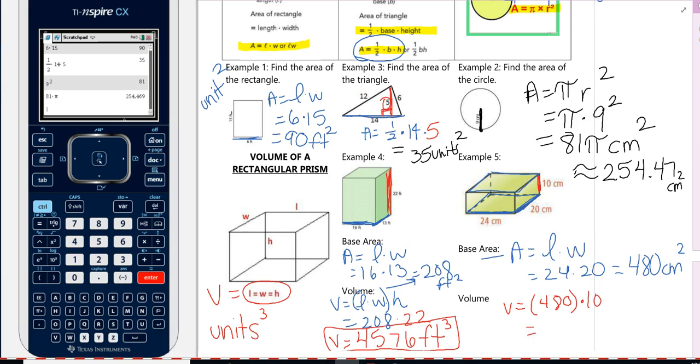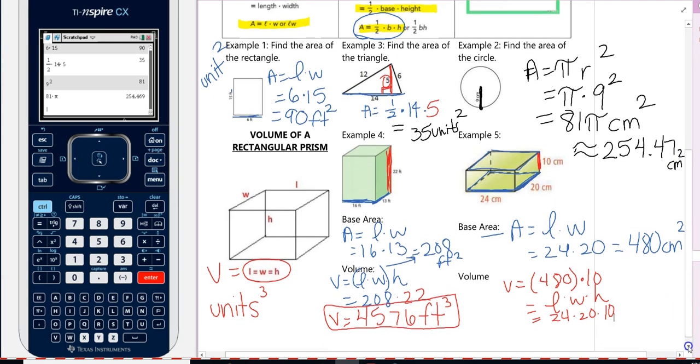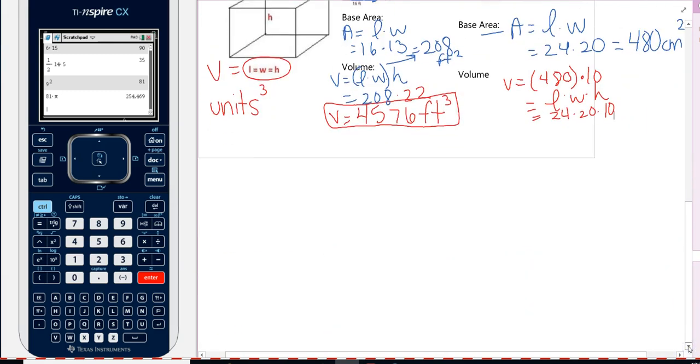And if you would like to write length times width times height, and then you want to substitute in 24 times 20 times, what did we just say? The height was 10. That's the same thing. I just kind of saved myself that time and write that 480 because I've already multiplied the length and the width. But if you like to show each step, you are more than welcome to go ahead and show that, but you do not have to.